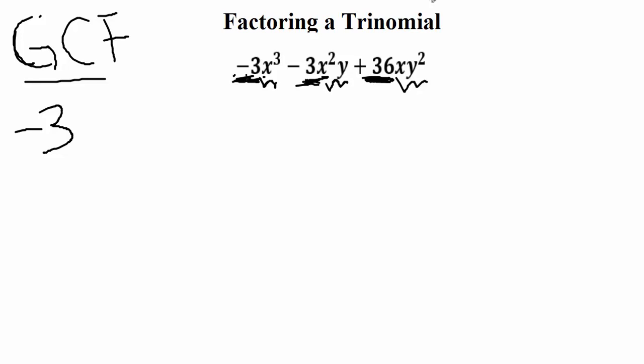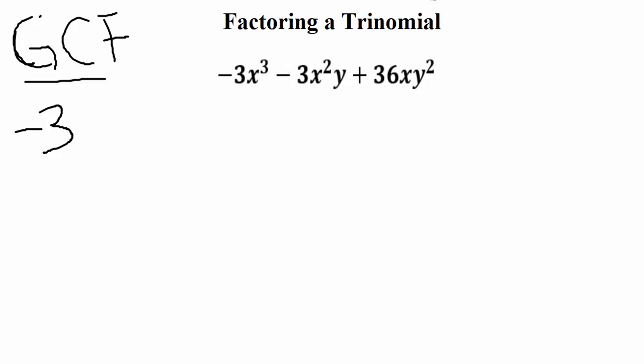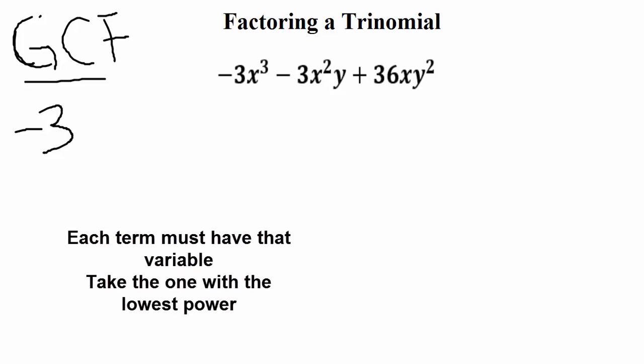Now, we need to take a look at our variables next. In order for us to have a greatest common factor with our variables, we need to check two things. First, we need to make sure that each one of our terms has that variable. And then second, we want the lowest exponent out of those. So let's start with looking at our variables here.